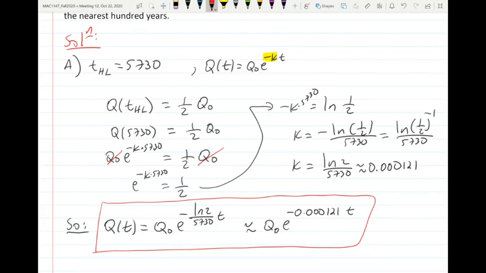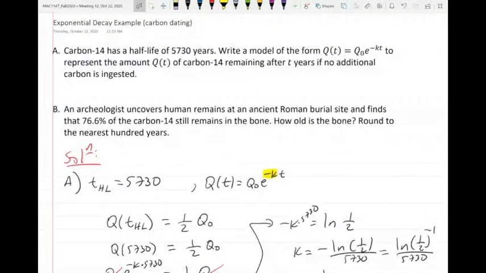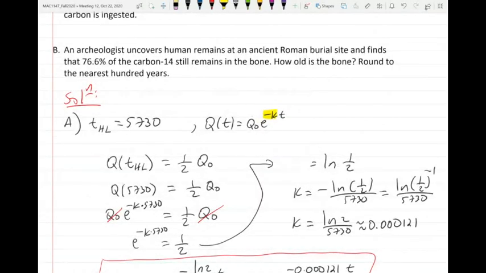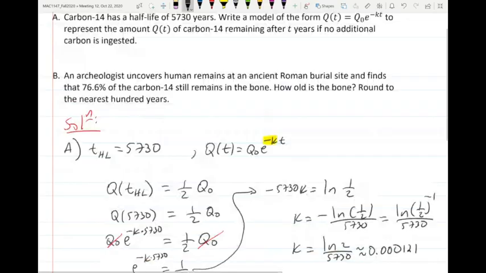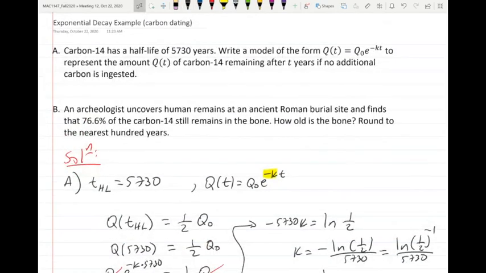Okay. So now let's try to answer part B. Let me just fix this a little bit. So this is 5730 times K, negative 5730 times K. All right. So let's take a look at part B. It says an archaeologist. So this is the carbon dating part. So an archaeologist uncovers human remains at an ancient Roman burial site.